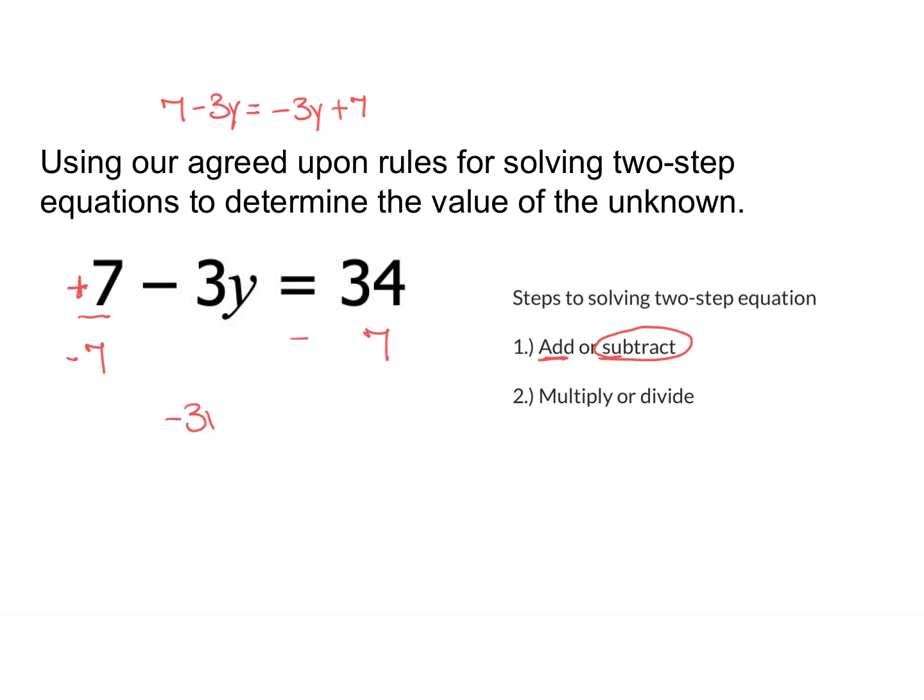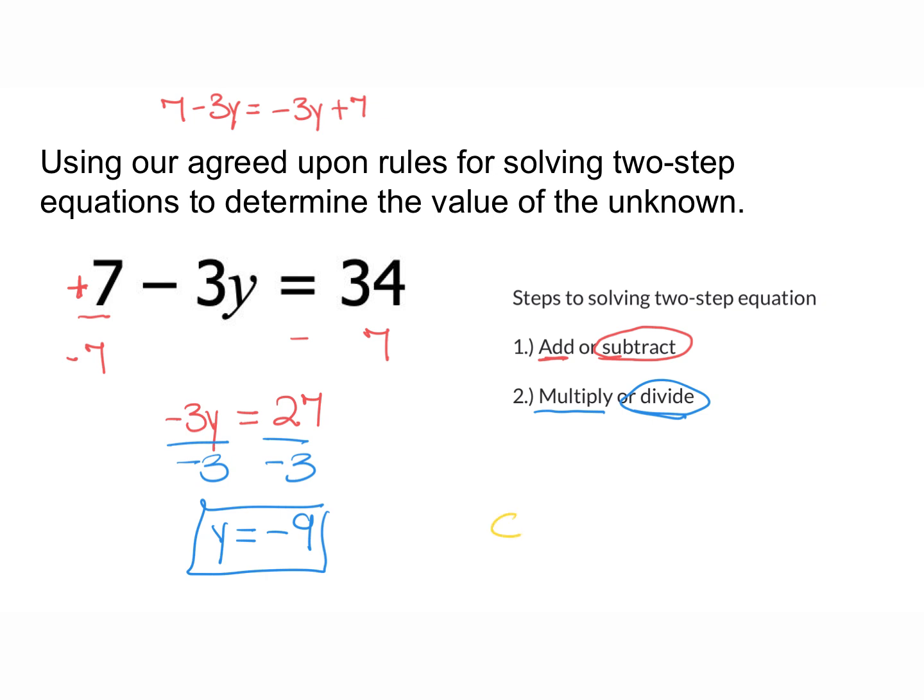Negative 3y will be by itself on the left. 34 minus 7 is going to be 27. Now we're going to multiply or divide. We have multiplying, so we're going to divide here. 27 divided by negative 3 is negative 9.